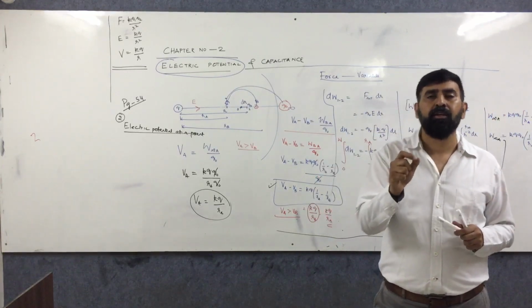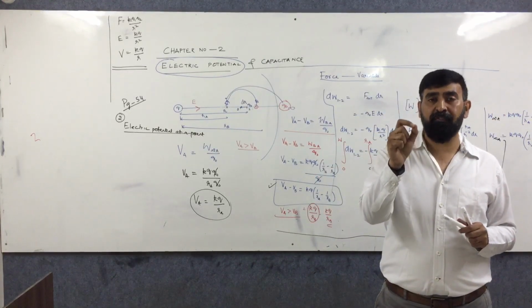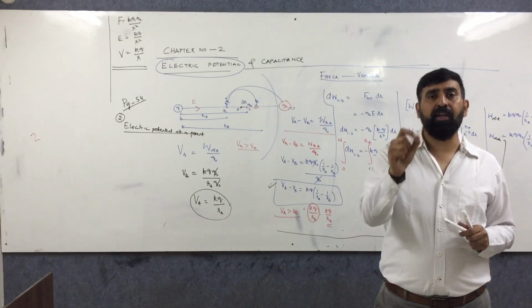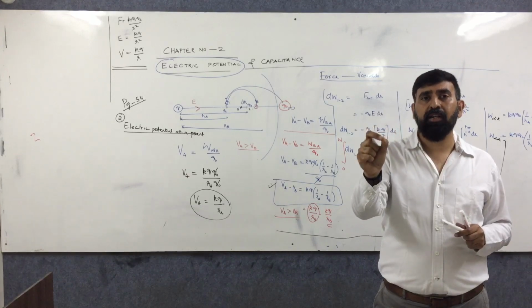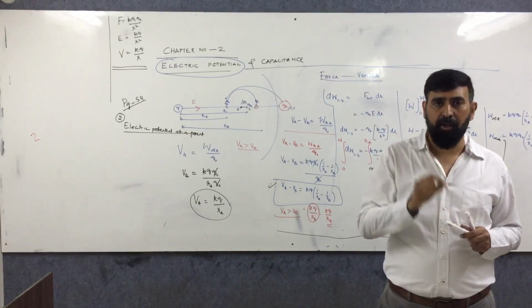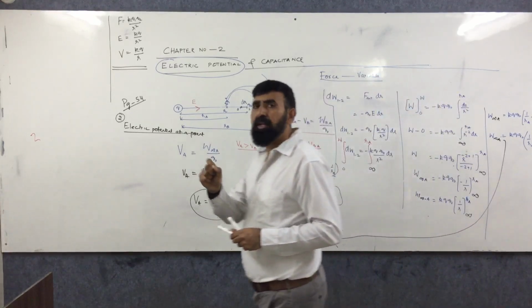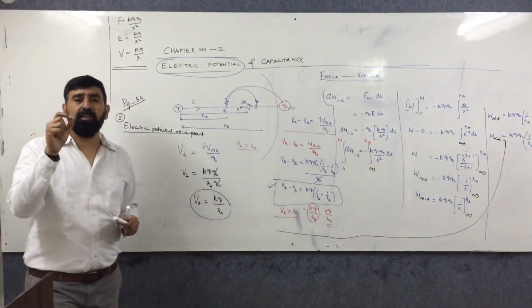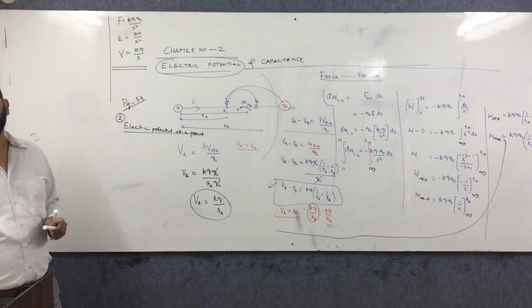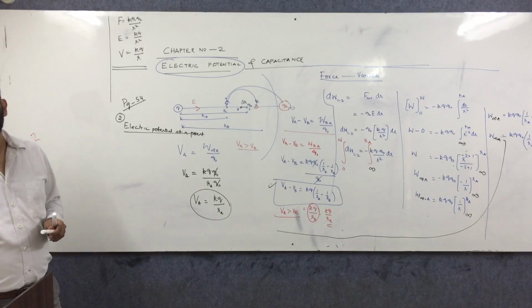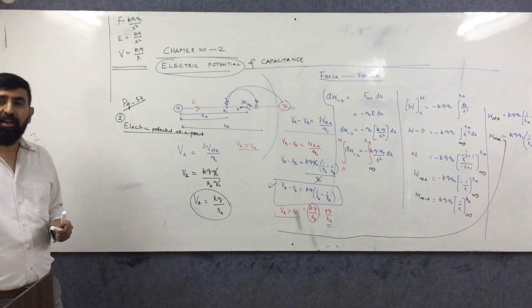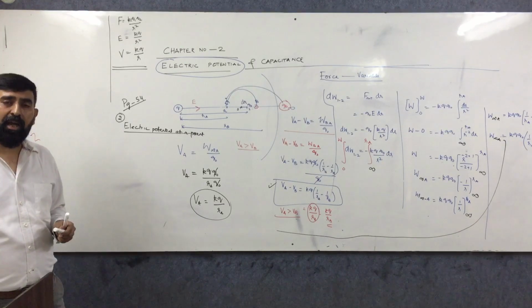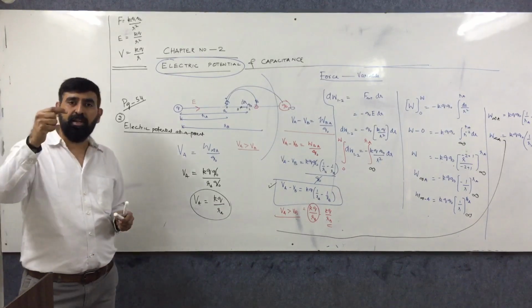Prove that electric field is a negative differential gradient of potential. I'll repeat the question again. Prove that electric field is a negative differential gradient of potential. When I say the word gradient, that means what? Divided by dr. Differential means d by dr.